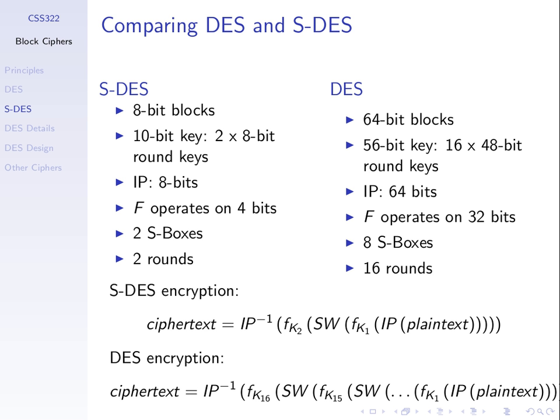Here's an equation for simplified DES encryption. And this is what it looks like for DES encryption. We've hidden some details. Take the plaintext, initial permutation, apply our function with key K1 and swap the halves, apply our function with key K2, swap the halves, function with key K3, swap the halves, function with key K15, swap the halves, function with key K16, inverse initial permutation. So it's just expanded to repeat the operations more times, more rounds. But the principles are the same.